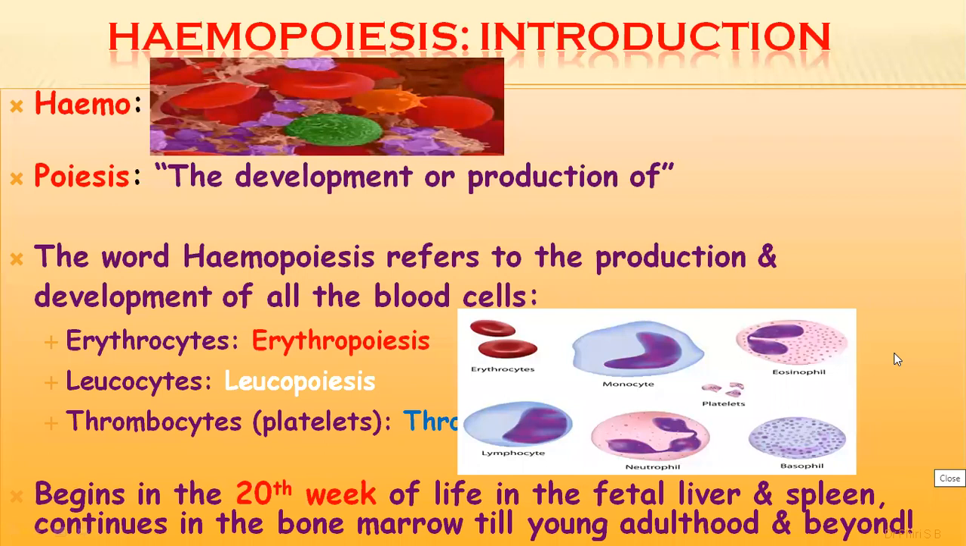Remember, you have two types of bone marrow: red bone marrow and yellow bone marrow. The red bone marrow is the one that has the hematopoietic stem cells that are responsible for the production of all blood cells. The yellow marrow is infiltrated with fats or lipids, so it's not active in terms of production of blood cells.